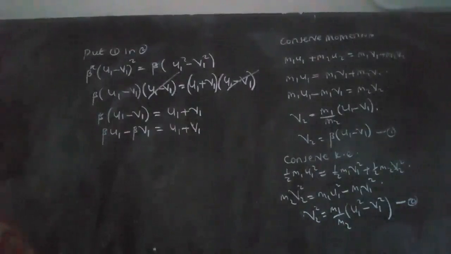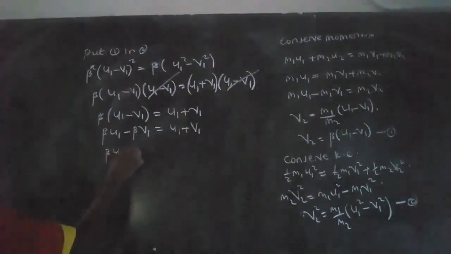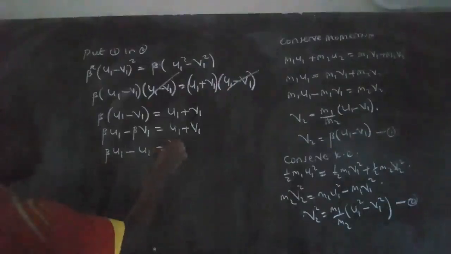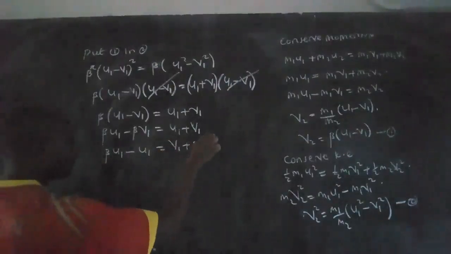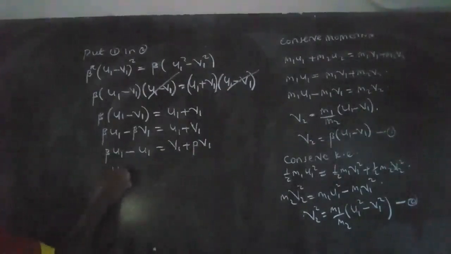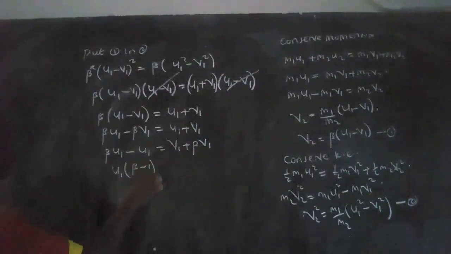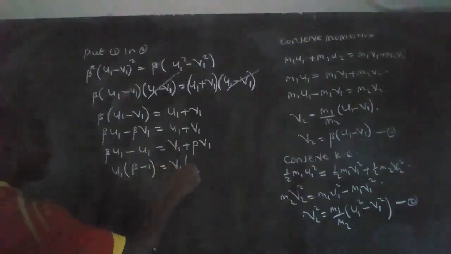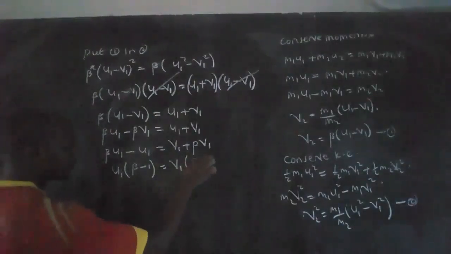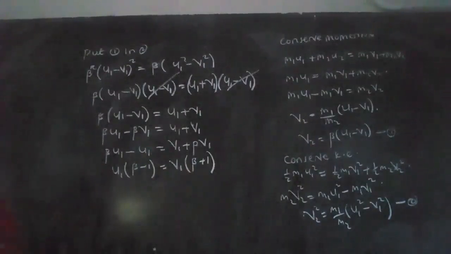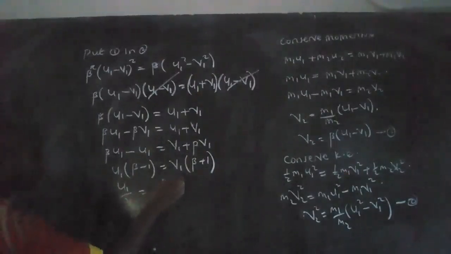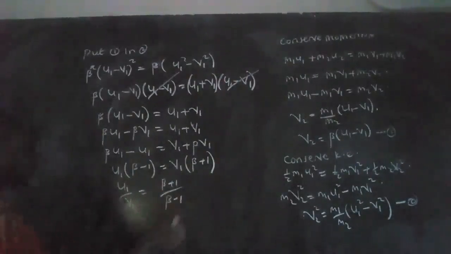Collect terms, we shall have beta u1 minus u1 is equal to v1 plus beta v1. Factorize out u1 here, we shall have u1 into beta minus 1 is equal to v1, we shall have beta plus 1, okay? So we want to divide. When you divide the two, we get u1 over v1. So u1 over v1 will become beta plus 1 over beta minus 1. So that is how we can simply show that.